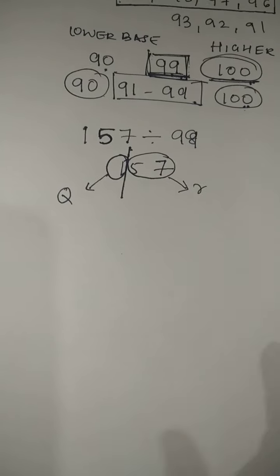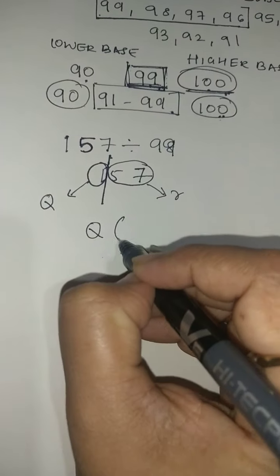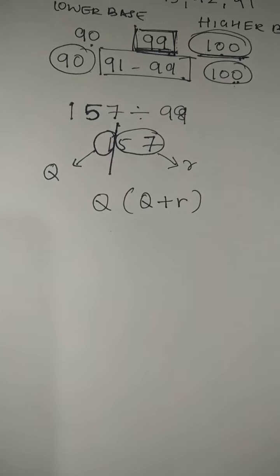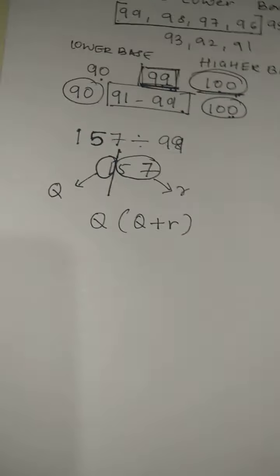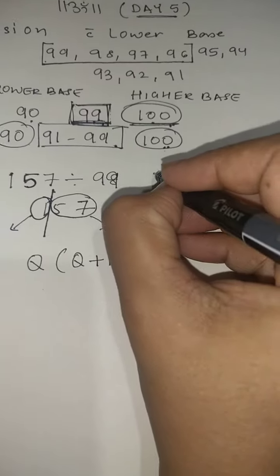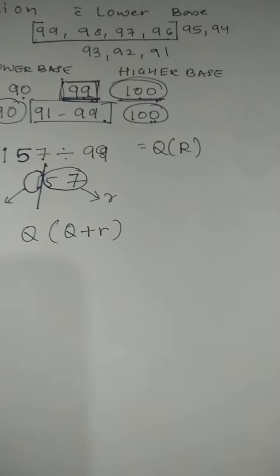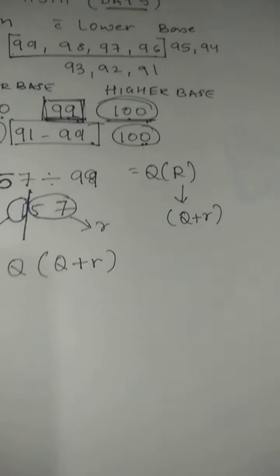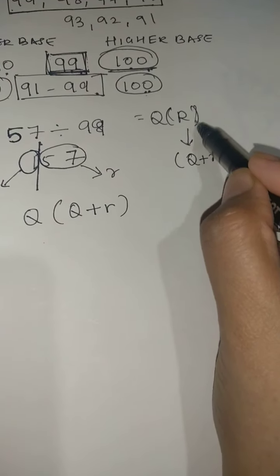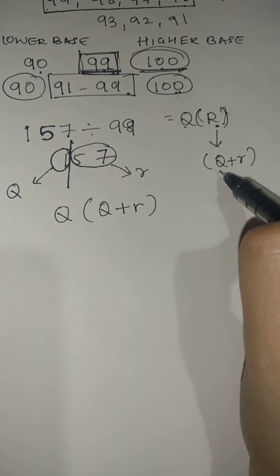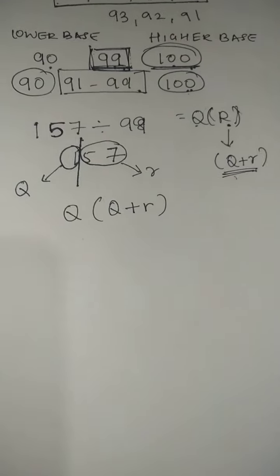Now the formula to divide 157 by 99 is Q plus R. The actual formula to get the answer is Q and capital R, that is quotient and remainder, where big R is equal to Q plus small r.